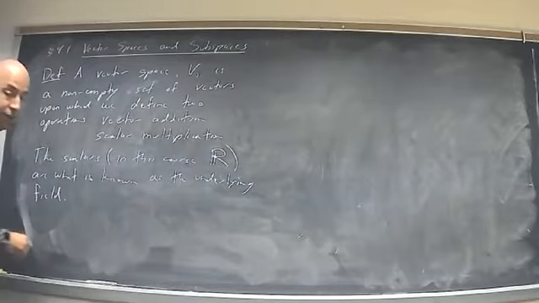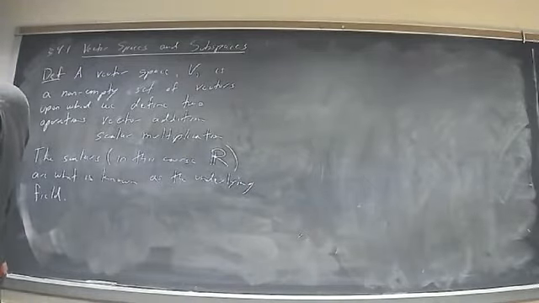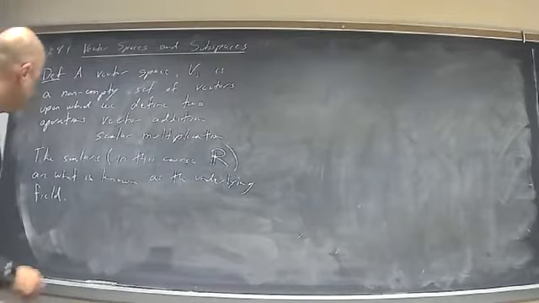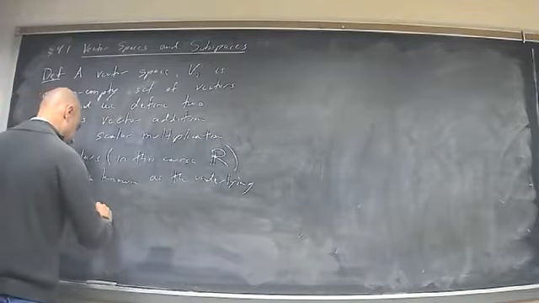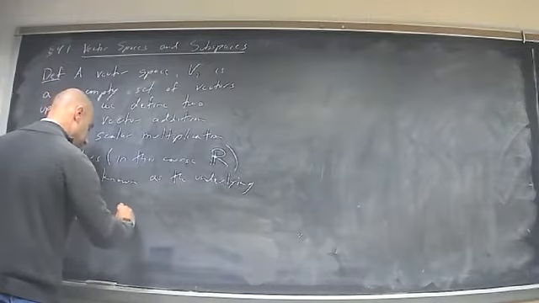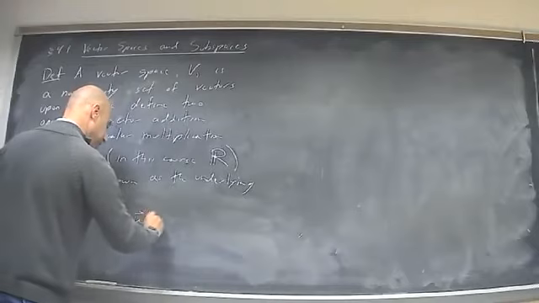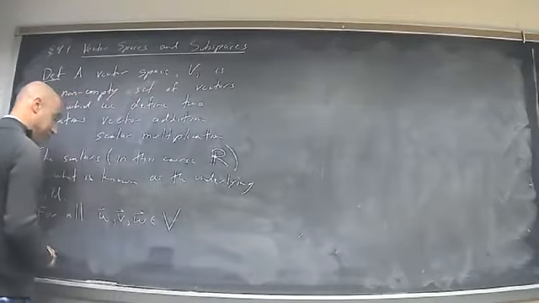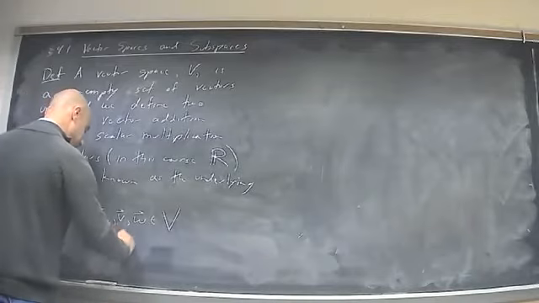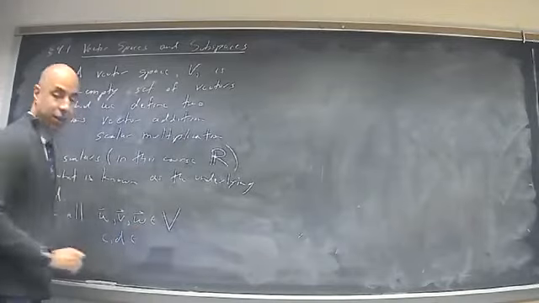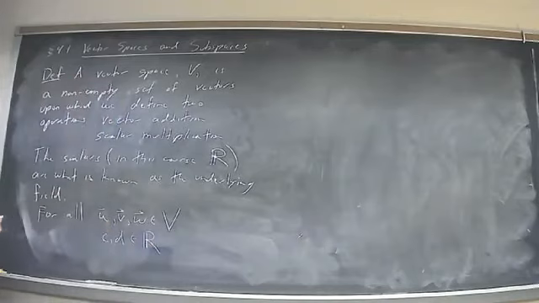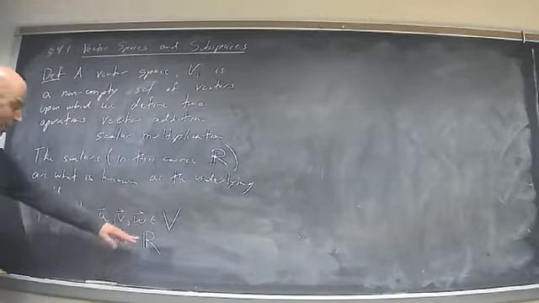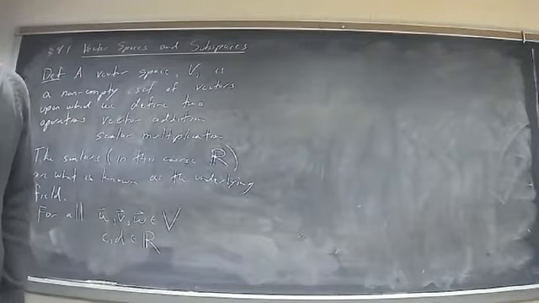So for all vectors U, V, and W in your vector space, in V, capital V, and for all scalars C and D in the real numbers for now, but in other courses you might have vector spaces over complex numbers or something else, but C and D are going to be our scalars. We have the following properties.